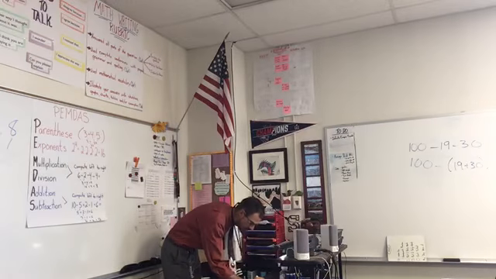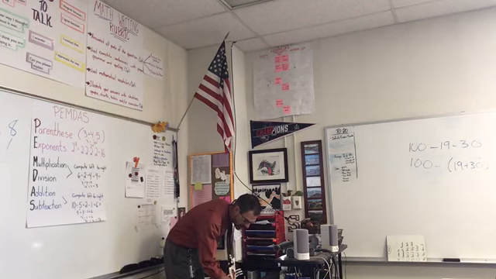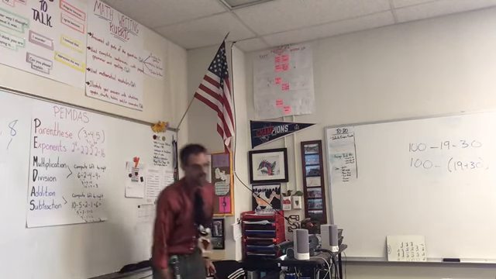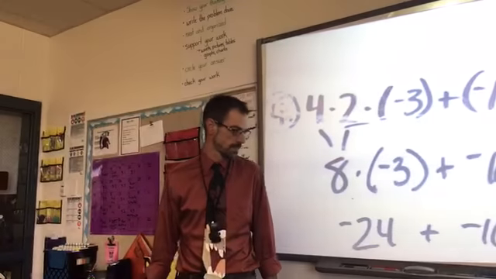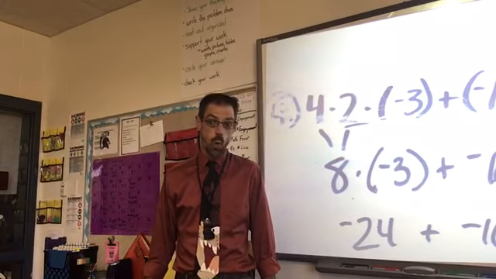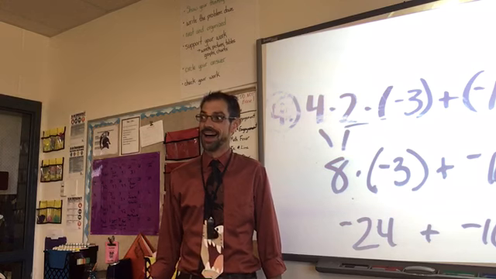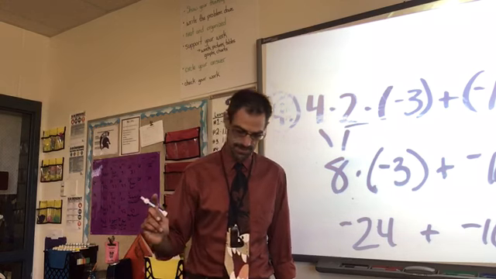And negative 3. So I get a negative 24 plus negative 10, divided by 5. David, then what? Then you would add, or no, you would divide negative 10 and 5.